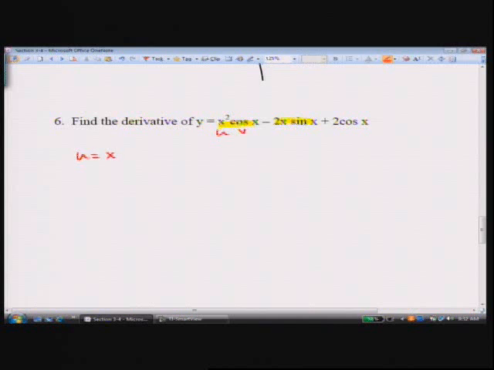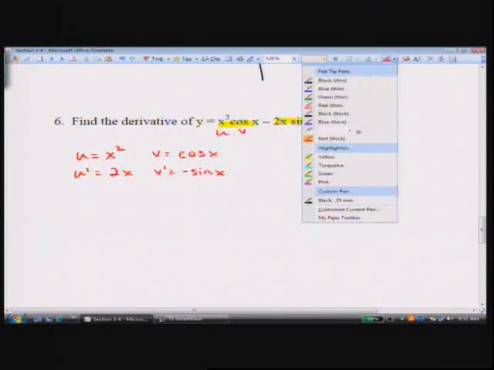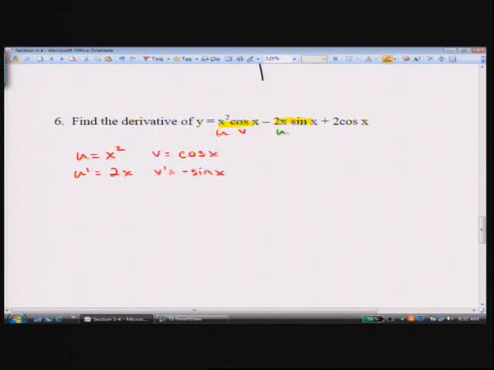So u equals x squared, u prime equals 2x, v equals cosine x, v prime equals negative sine x. All right? Now, I'm going to come in here in green, and I'm going to do this one. This will be my u, and this will be my v. And you got to be careful with the minus. All right? I'm just going to not have the minus, but as I'm doing it later, I'll remember that it's subtracting this function. U equals 2x, u prime equals 2, v equals sine x, v prime equals negative cosine x. Okay?